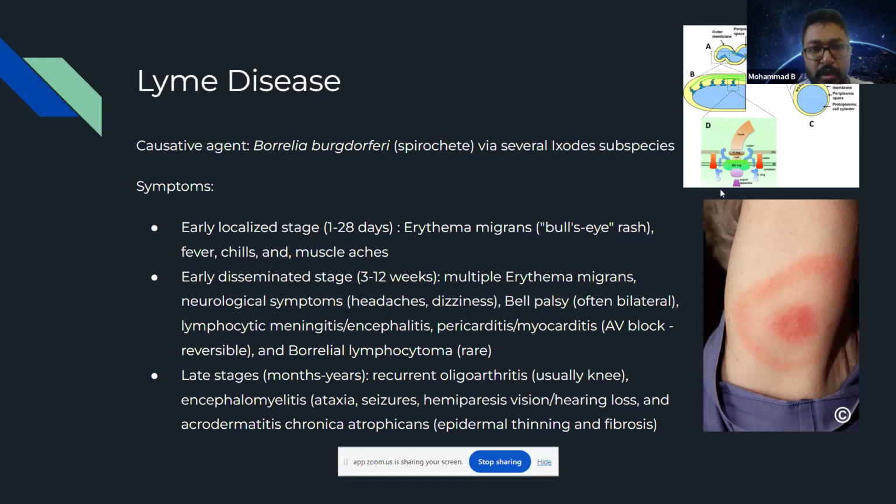Pericarditis, myocarditis, and atrioventricular block. This atrioventricular block is usually a third degree block, and it is reversible with medication. And lastly, patients can have lymphocytoma. It is very rare, but it is possible, and usually it's in the African subcontinent that has this. And if it's untreated for a few months or years, people will experience knee pain, encephalomyelitis, and acrodermatitis chronica atrophicans. Acrodermatitis chronica atrophicans is the thinning of the skin of your hands and your soles.